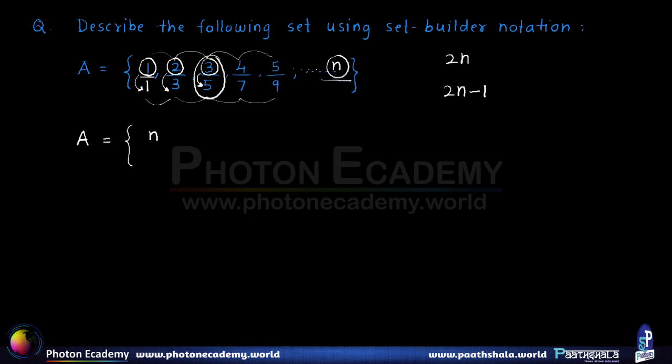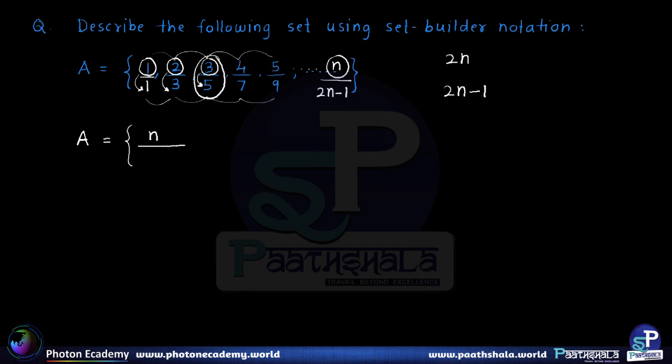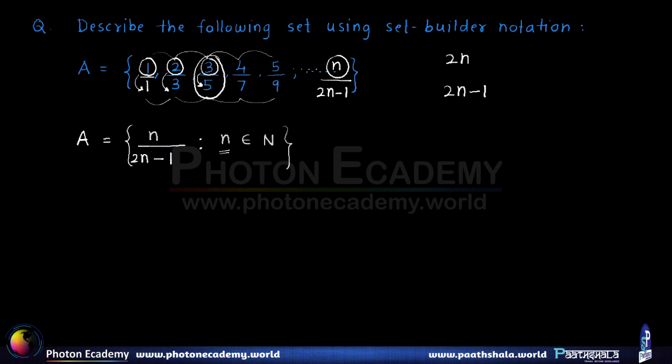Okay, so whenever you have numerator as n, the denominator should be 2n minus 1, because that is the nth odd number. Alright. So here we describe the set as the set of elements n over 2n minus 1 such that n is a natural number. That's it. Now there is no restriction on what value this small n can assume, because it can be any natural number, as we see that the collection is unending. Right. So in this way we have described the given set using set builder notation.